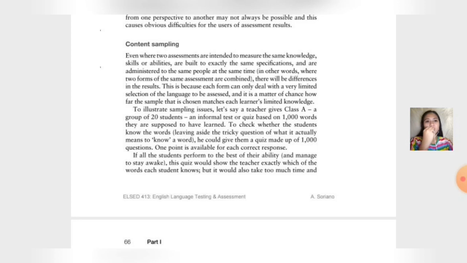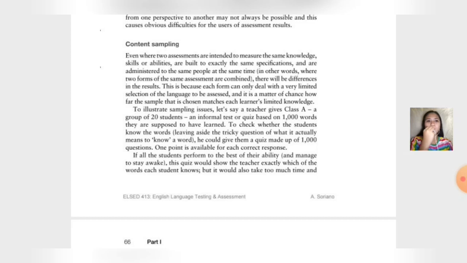To illustrate sampling issues, let's say a teacher gives Class A, a group of 20 students, an informal test or quiz based on 1,000 words they are supposed to have learned. To check whether the students know the words, leaving aside the tricky question of what it actually means to know a word, he could give them a quiz made up of 1,000 questions. 1 point is available for each correct response.